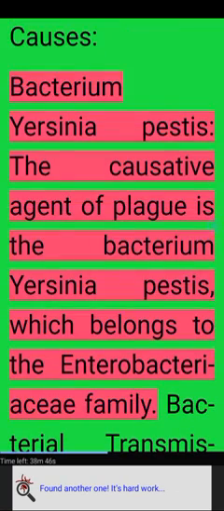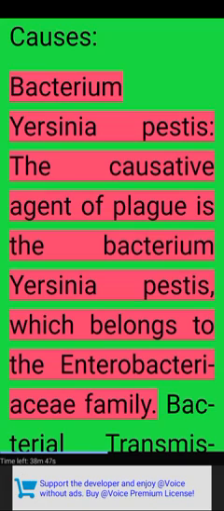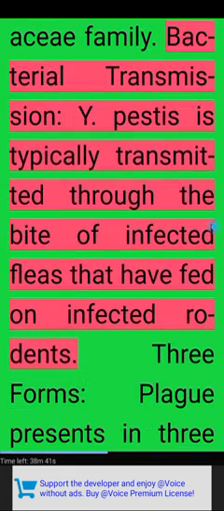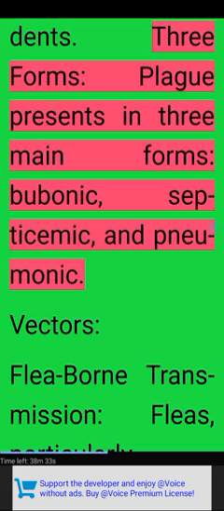Causes. Bacterium Yersinia pestis. The causative agent of plague is the bacterium Yersinia pestis, which belongs to the Enterobacteriaceae family. Bacterial transmission. Y. pestis is typically transmitted through the bite of infected fleas that have fed on infected rodents. 3 forms. Plague presents in 3 main forms: bubonic, septicemic, and pneumonic.